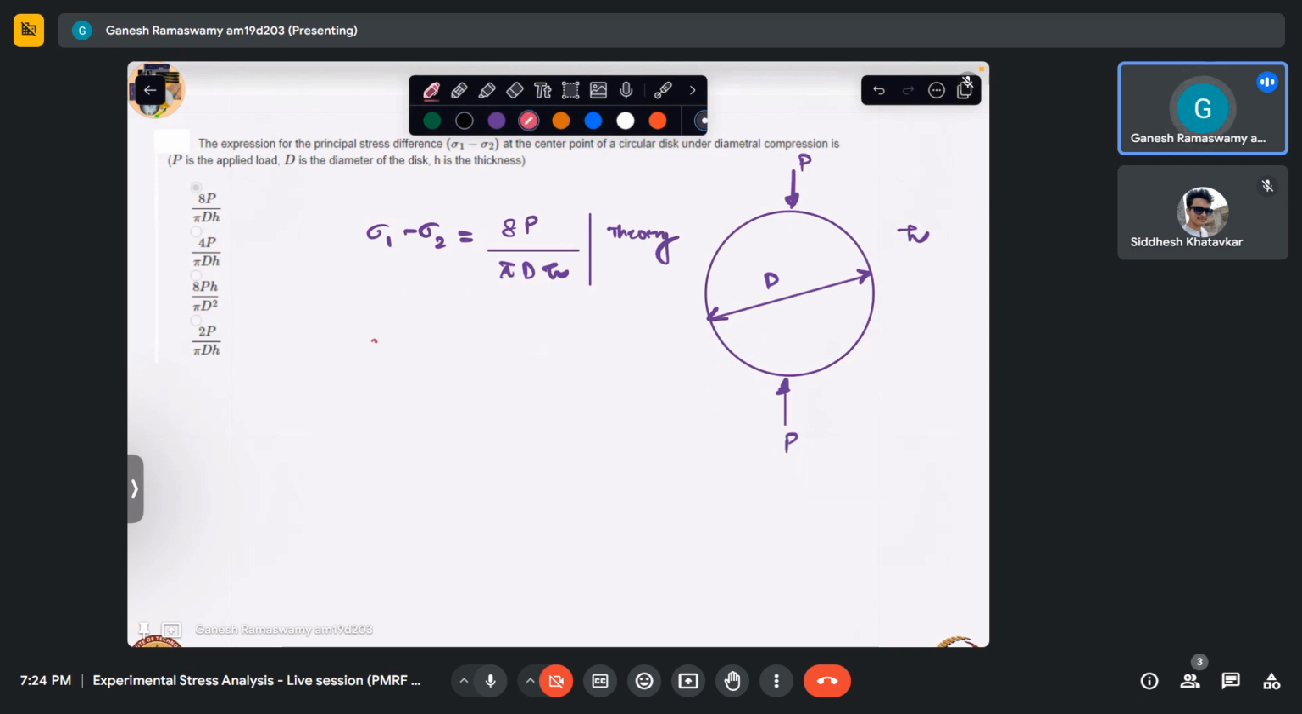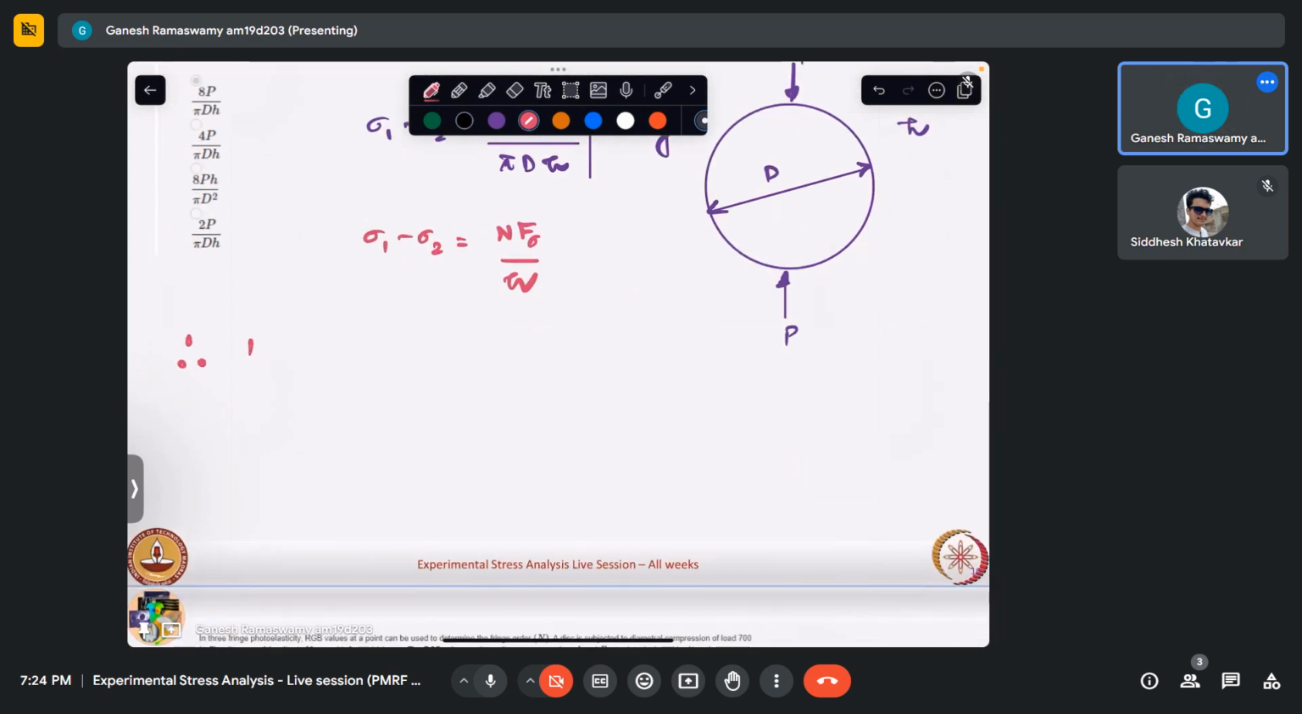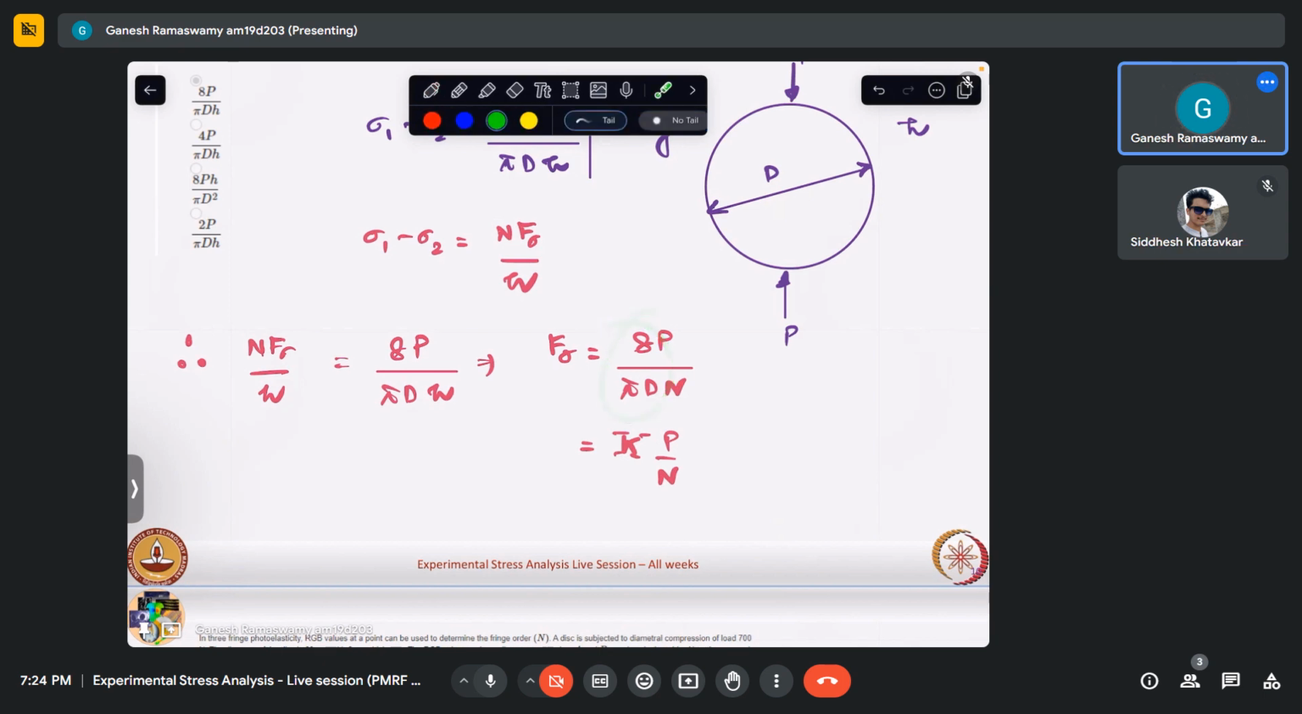From an experiment, we know sigma 1 minus sigma 2 is n f sigma by h. So therefore, n f sigma by h is 8p by pi d h. These two things cancel out, or f sigma is nothing but 8p by pi d n. So this tells me that this is some constant k into p by n. That constant is 8 by pi d. It is a constant once the diameter is set.